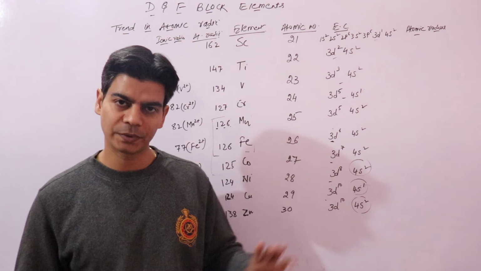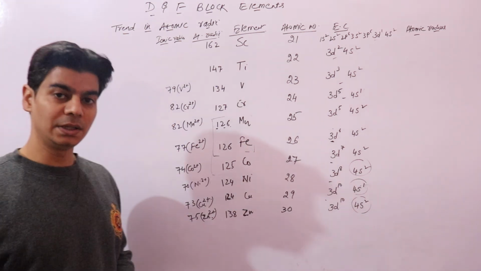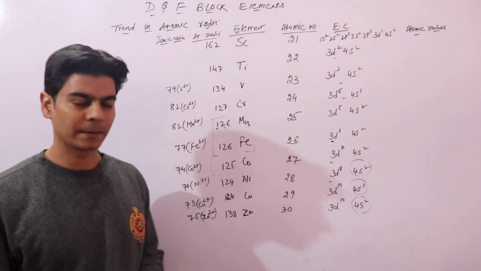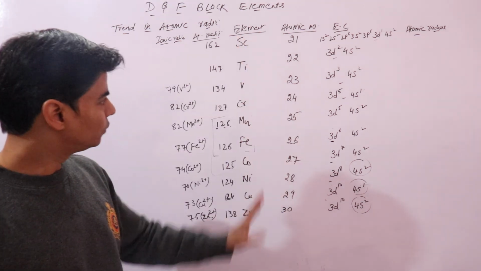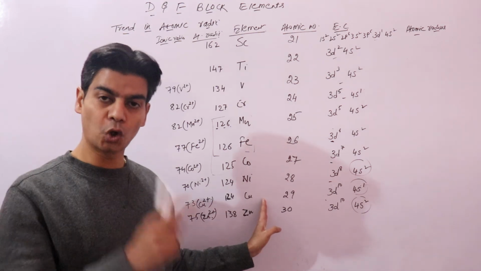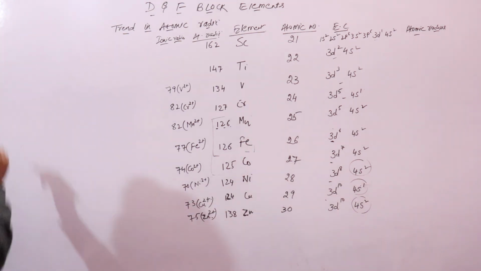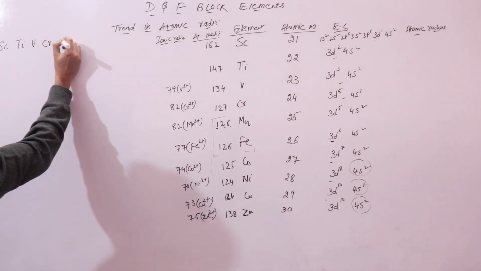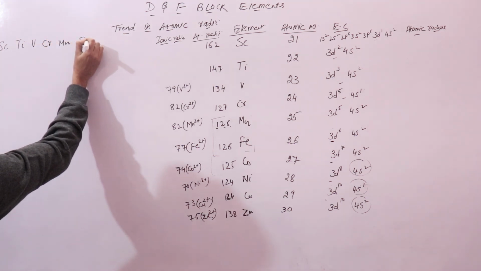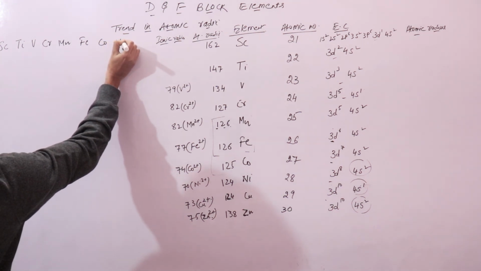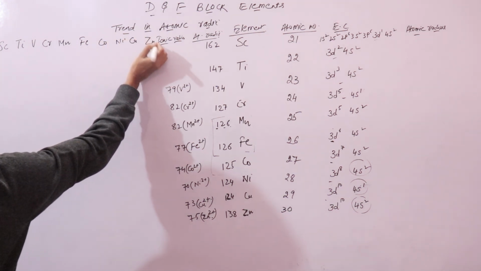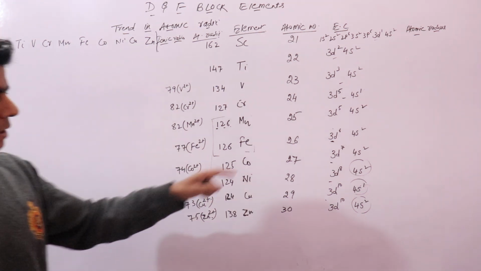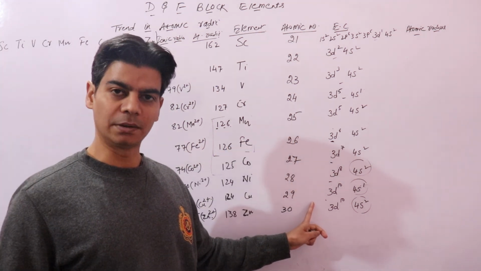transition series vary. Mainly the first series is the 3d series, and this 3d series belongs to the fourth period of the periodic table. This is the 3d series, which doesn't look like this column in the periodic table, but it looks like this: Sc, Ti, V, Cr, Mn, Fe, Co, Ni, Cu, then your zinc. Now this 3d series belongs to the fourth period.